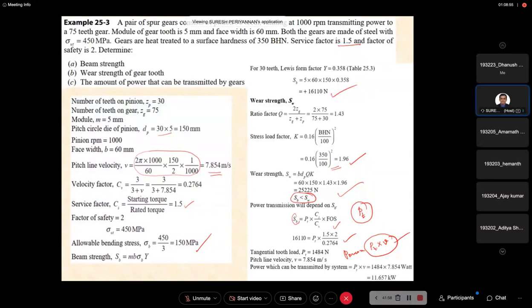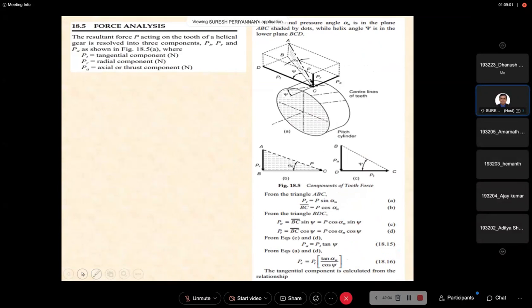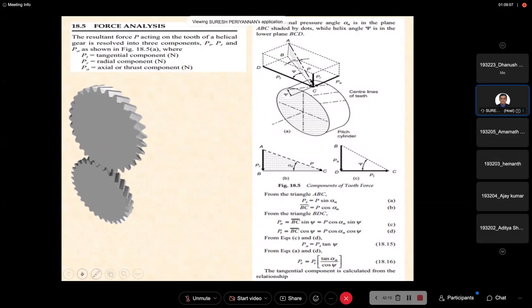Axial force components, sir. Yes, exactly. Axial force or thrust force. Okay, thank you. Now we are going to discuss that. See this video clearly, you can understand. The resultant force P is always acting in the normal. Now this is our normal.